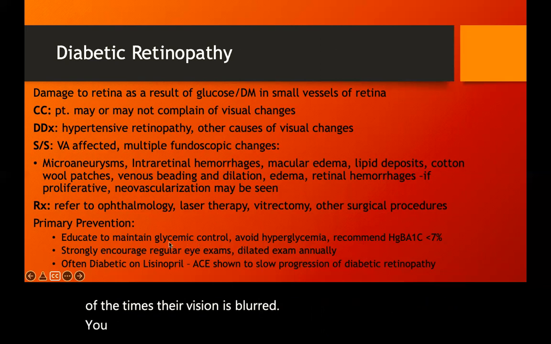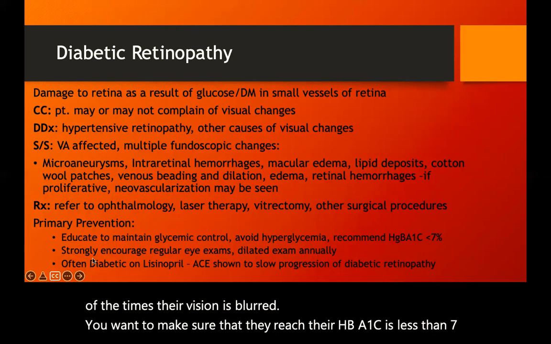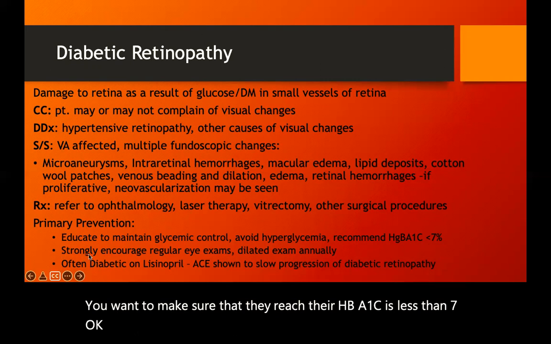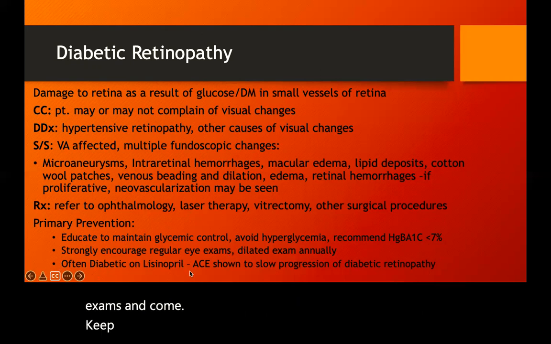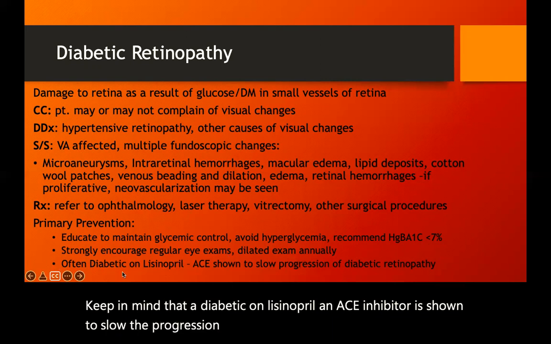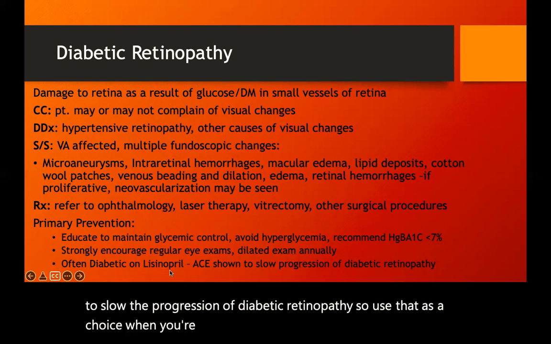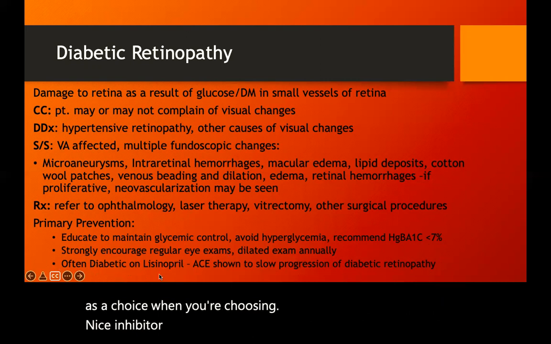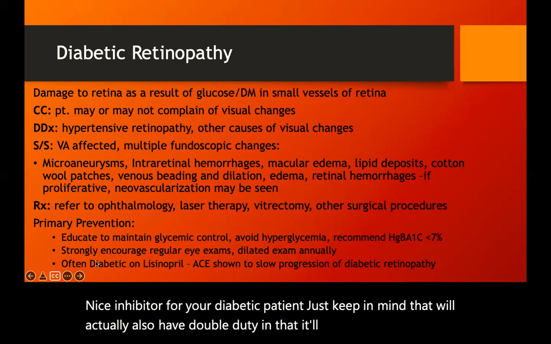You want to make sure that their HbA1c is less than 7%, hopefully. You want to strongly encourage regular eye exams, and keep in mind that a diabetic on lisinopril, an ACE inhibitor, is shown to slow the progression of diabetic retinopathy. So use that as a choice when you're choosing an ACE inhibitor for your diabetic patient. Just keep in mind that it will actually have double duty, in that it'll slow progression of diabetic retinopathy.